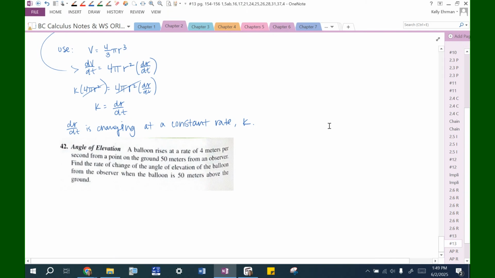All right, last problem. A balloon rises at a rate of 4 meters per second from a point on the ground 50 meters from an observer. So let's get that picture going. Here's my observer. Here's my balloon. 50 feet. This balloon is rising at a rate, I'm going to call this dy/dt, 4 meters per second.